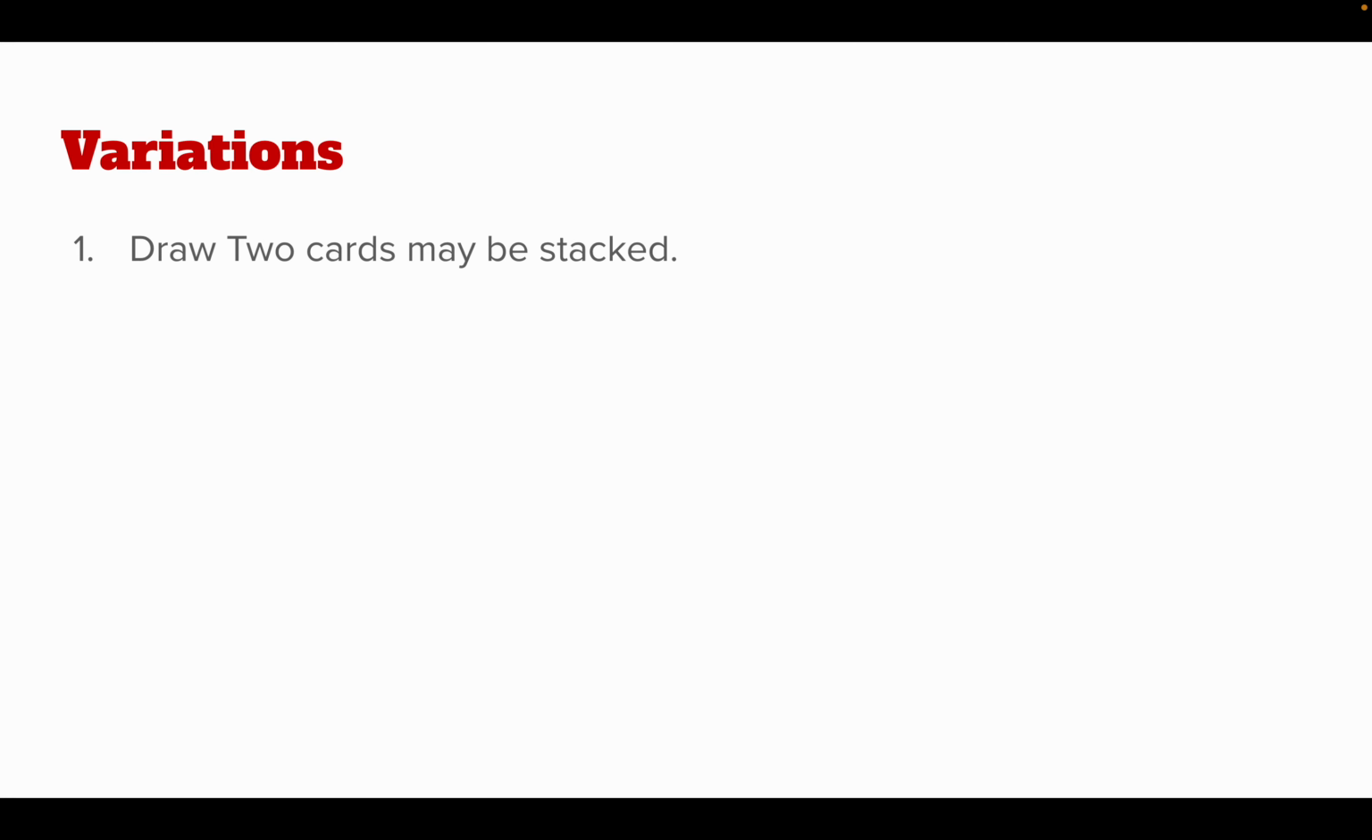1. Draw 2 cards may be stacked. This means if a player plays a draw 2 card, the next player may also play a draw 2 card if they have one in their hand. Thus, the next player draws 4 cards and forfeits their turn. Draw 2 cards may be stacked as many times as possible.